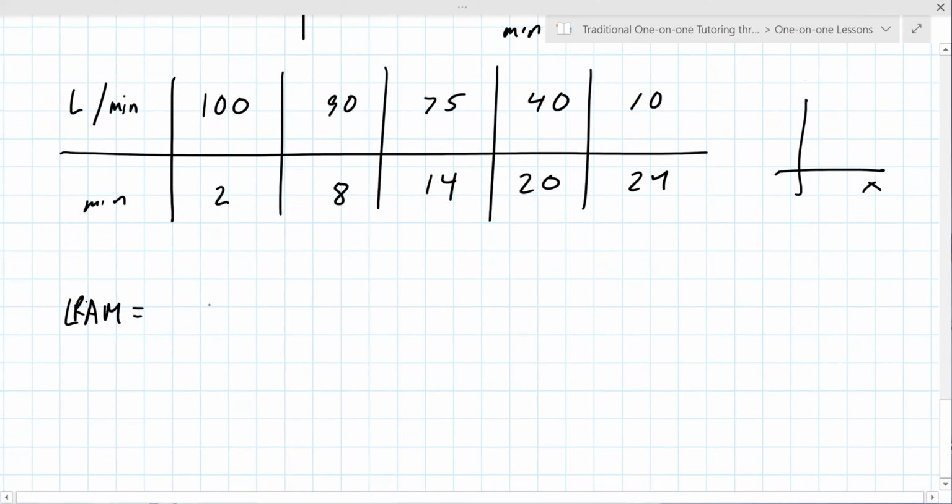And that's the difference between these. 6. So it's 6 times. Wait, no, that one's 20 to 24. Oops, it's supposed to be 26. Okay.